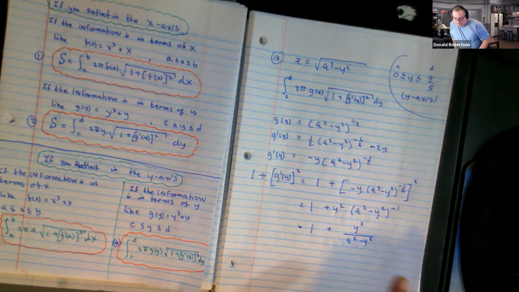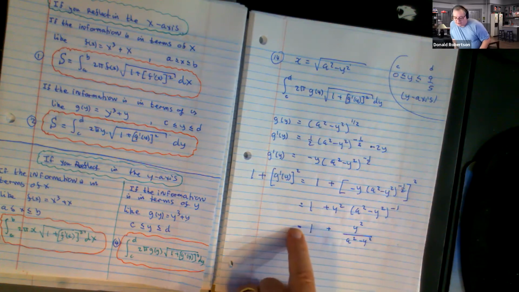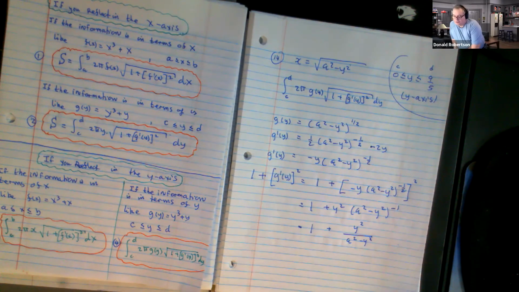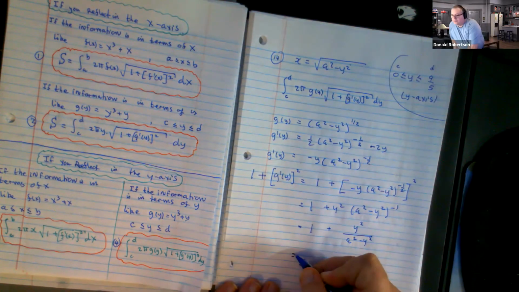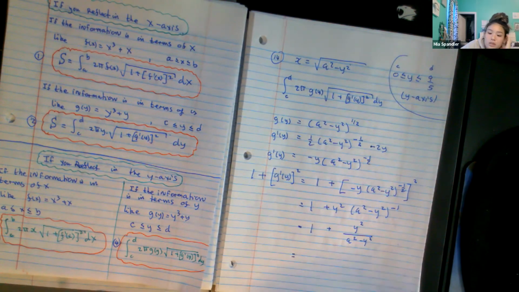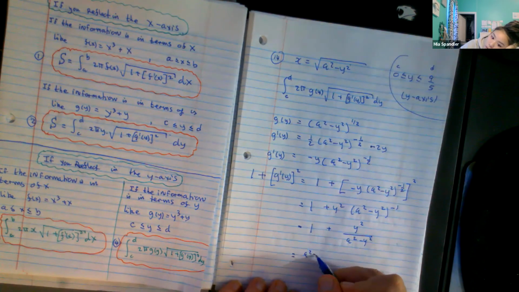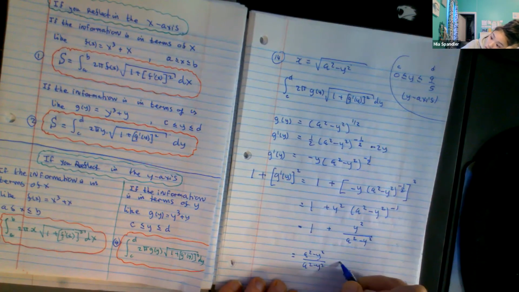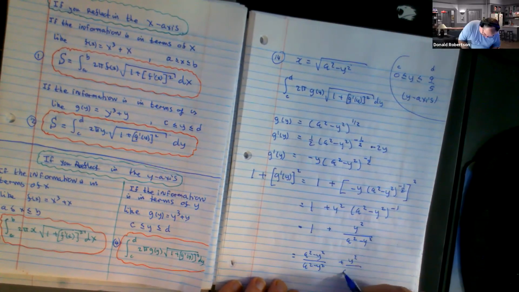We need style points. We need to make this thing as pretty as possible because that's the only way we're going to be able to take the square root of it. Any suggestions of how you add a 1 to this fraction? The special version of 1, in this case, it'd be a squared minus y squared over a squared minus y squared. Agreed.